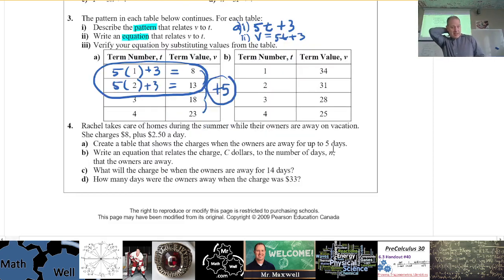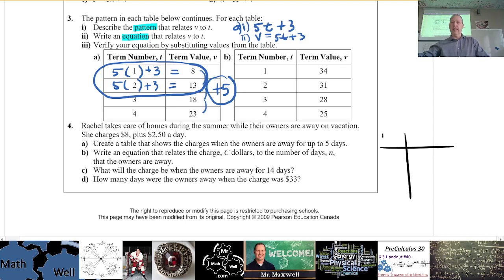Number 4 says, Rachel takes care of homes during the summer while their owners are away on vacation. She charges $8 plus $2.50 per day. The question asks you to create a table of values for when the owners are away for up to 5 days. Okay, so a table of values is going to have 2 columns.